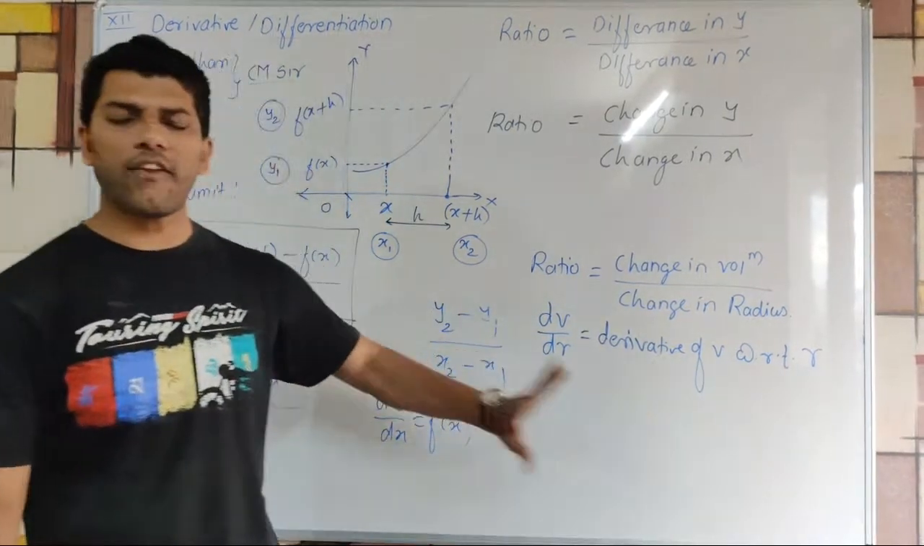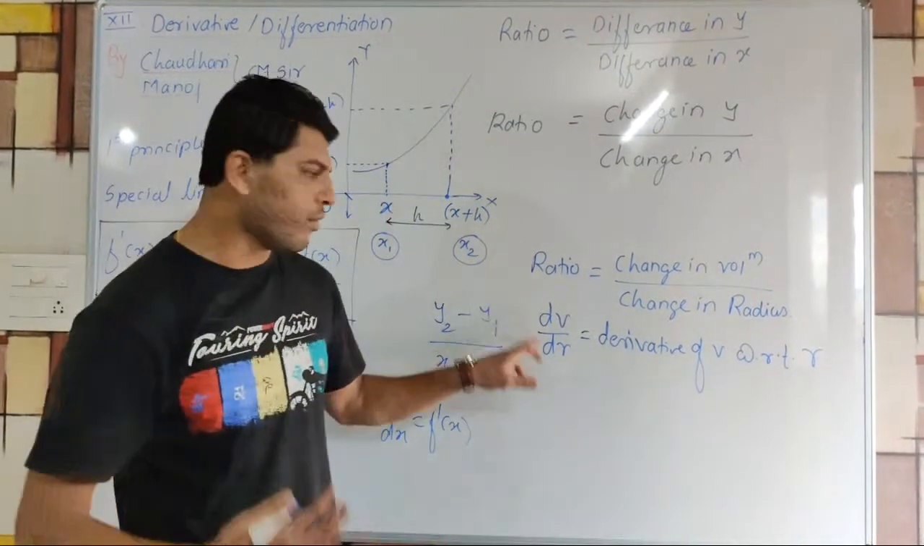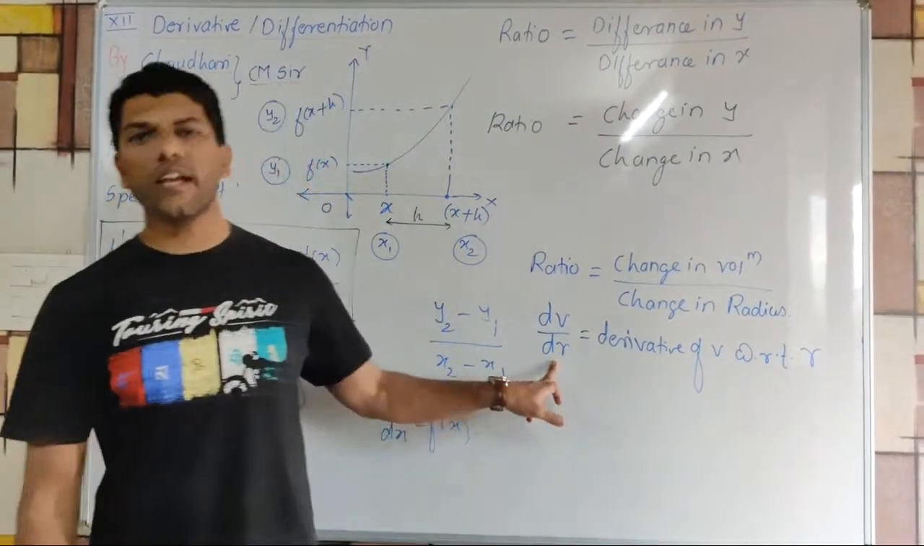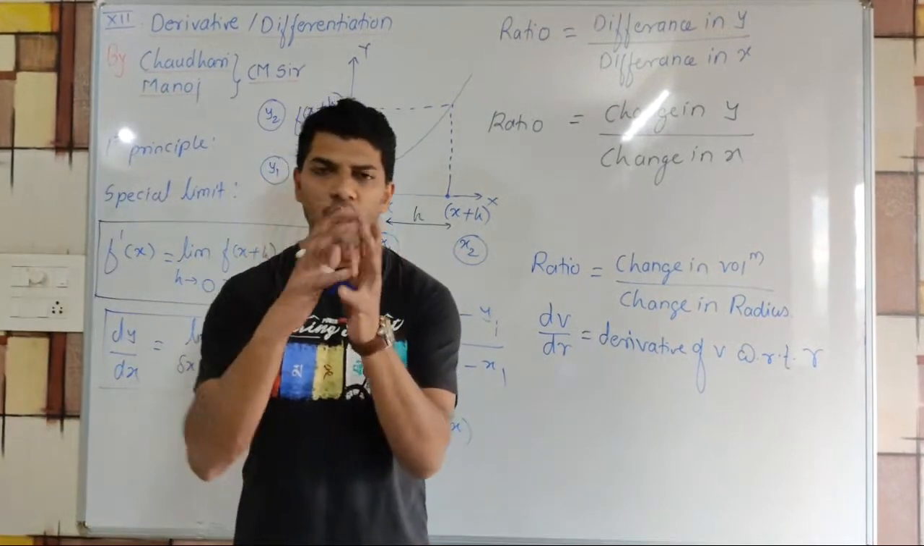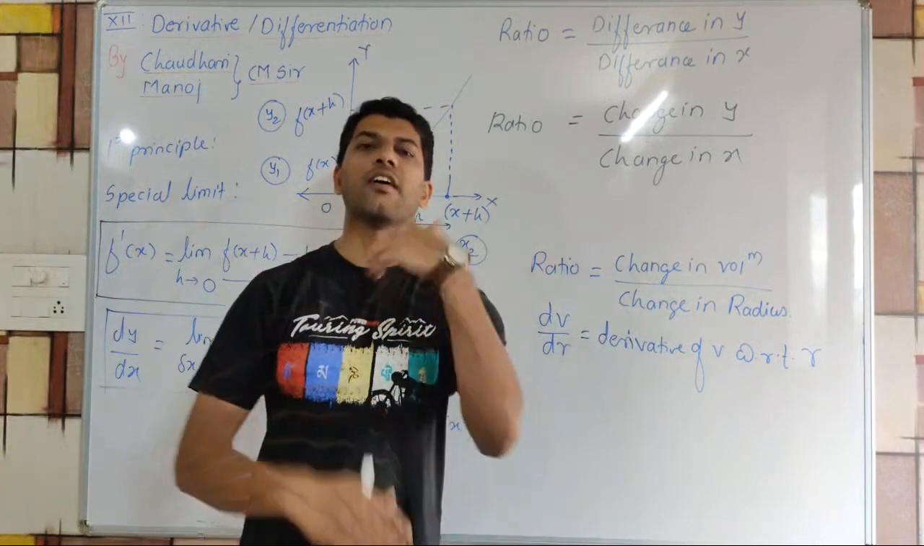This is the bookish language, but let me tell you what exactly its meaning is. It's a change in volume with respect to change in radius. It is actually change in volume because the volume of the balloon is changing with respect to its radius.